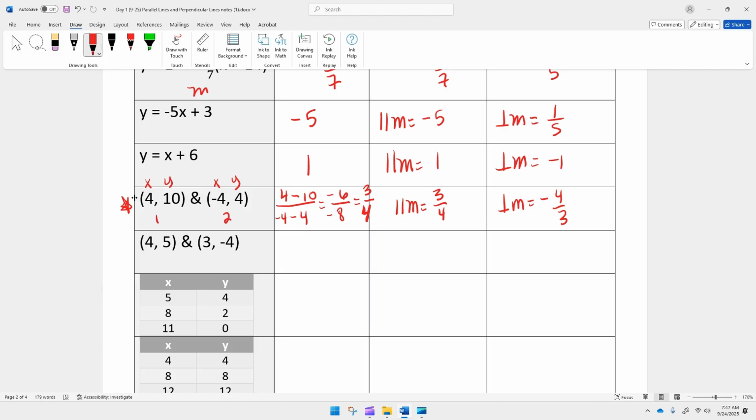All right, so we're going to do the next one. So that's going to be -4 minus 5 over 3 minus 4. That's -9 over -1, which gives me +9. So parallel slope is going to be 9. Perpendicular slope is going to be -1/9.